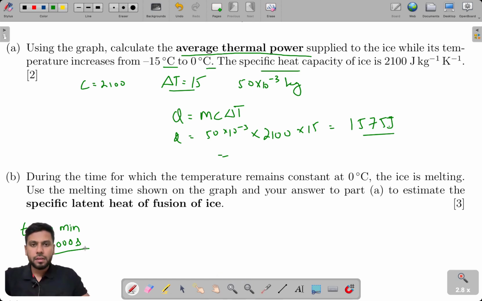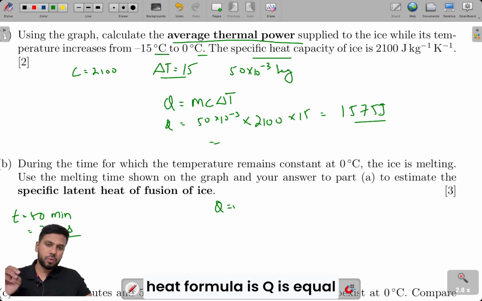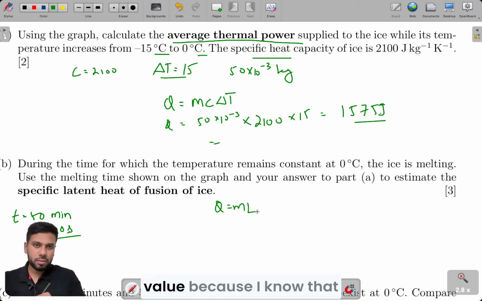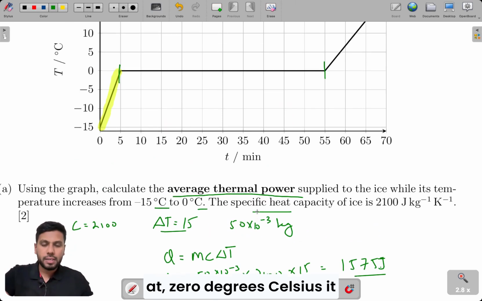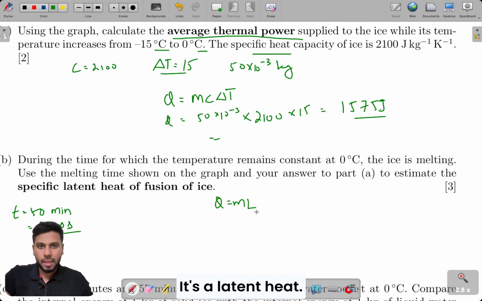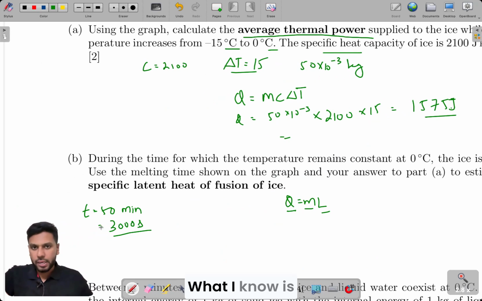Now you know that the latent heat formula is Q is equal to mL. And here they're asking me to find the L value, because I know that at 0 degrees Celsius, it is latent heat. Temperature won't change. I know the mass. I need to find L, but I don't have Q. What I know is that I have time.